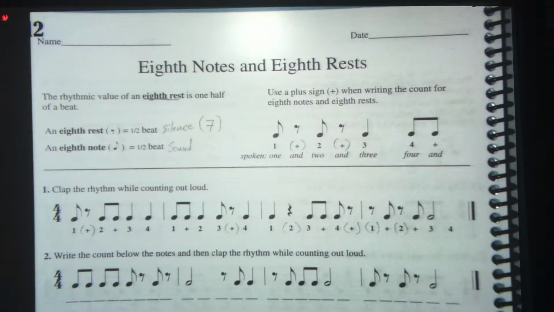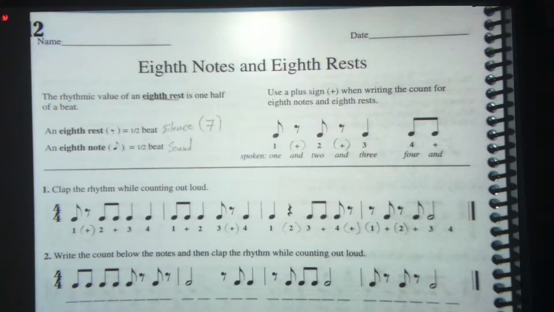Now we're going to do it all together, 4 measures without stopping. So we chunked each measure. Now we need to be able to do it from left to right. 1 and 2, number 1 and go. 1 and 2 and 3 and 4 and. 1 and 2 and 3 and 4 and. 1 and 2 and 3 and 4 and. 1 and 2 and 3 and 4 and.